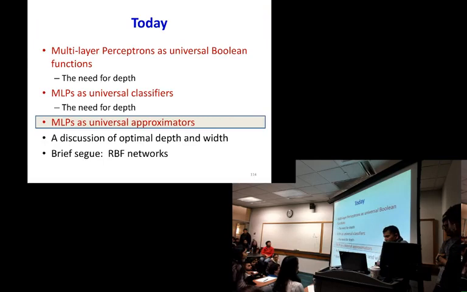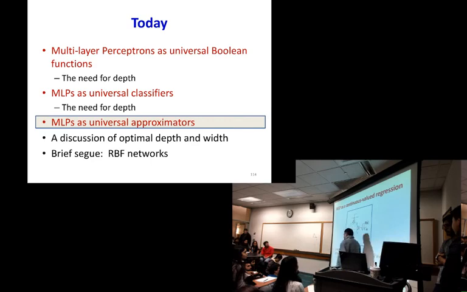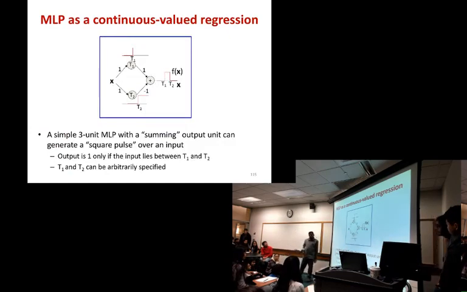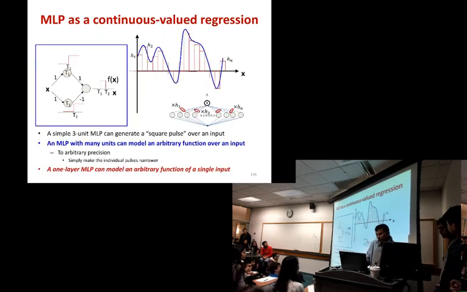Now, let's go back to this business of MLPs as universal approximators. If I'm looking at continuous value regression, remember, we said that MLPs can model any Boolean function, and any classification function, right? What about continuous value functions? In the case of a function of a single variable, it was easy enough. I can use a network of this kind. I can compose any function with arbitrary precision, correct? This is a function with one variable. How would I do it if I had functions with two variables?